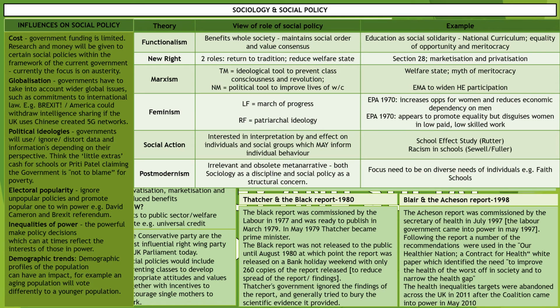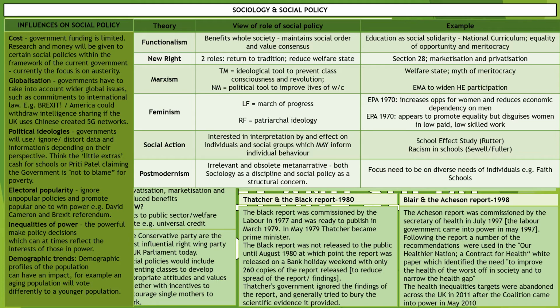Theoretically, each theory has a different view on the way sociology and social policy work. Functionalism is often very positive about social policies because they see policies as being beneficial for the whole of society. Policies such as the national curriculum, equal opportunity, and meritocracy are going to be seen favourably by functionalism. The New Right are going to follow their views of tradition and welfare state reduction. So we could think about policies like Section 28, marketisation, and privatisation.